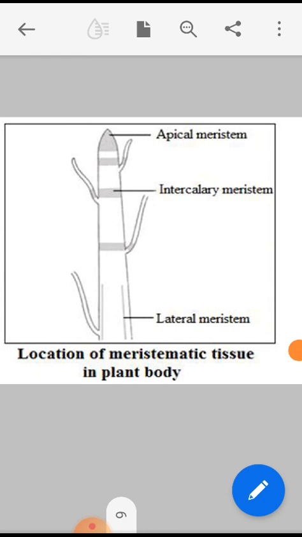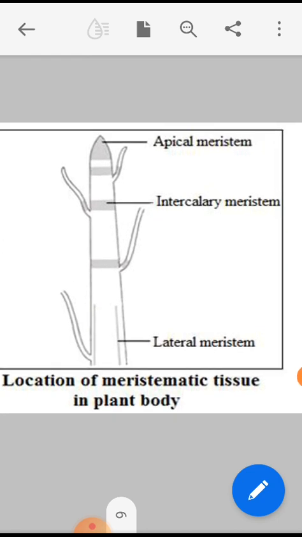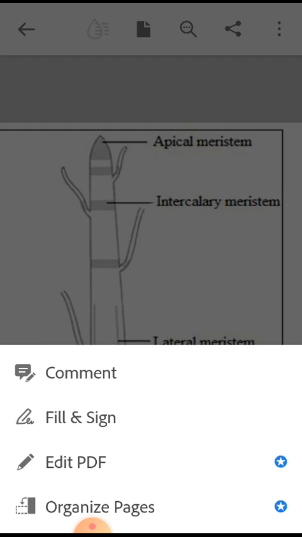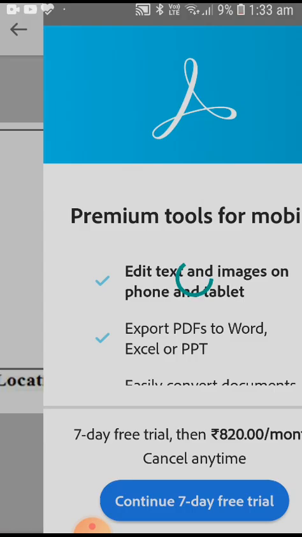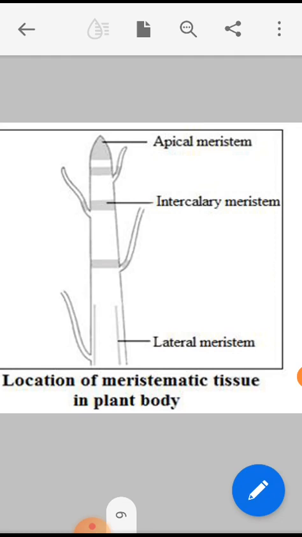As you see in this figure, the labeled parts show the location of meristematic tissues in the plant body. You can see at the top the apical meristem. In between you can see the intercalary meristem, where, as we talked about, the nodes are there, and the last part is the lateral meristem.